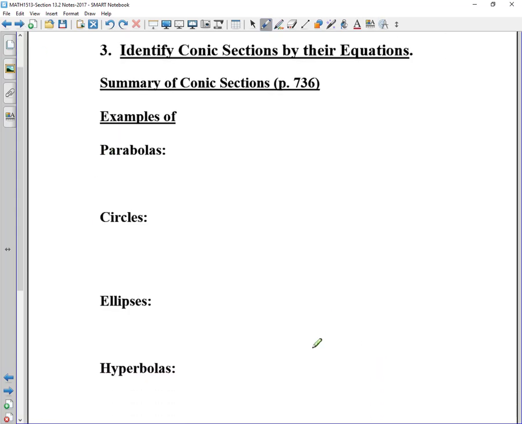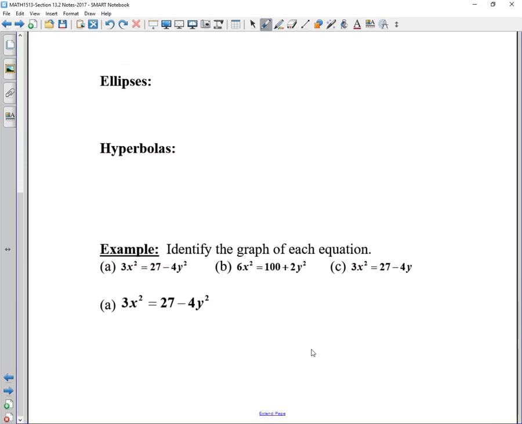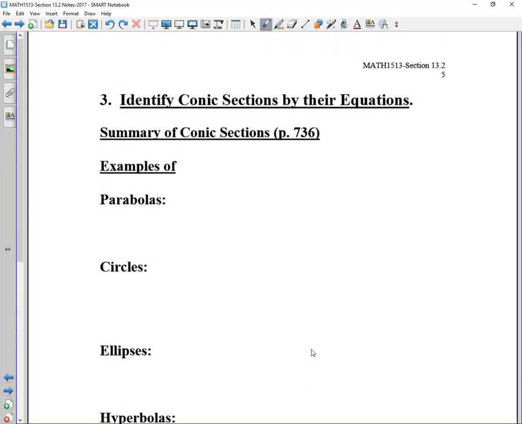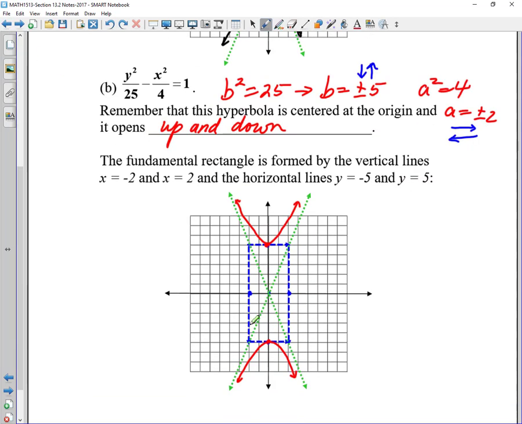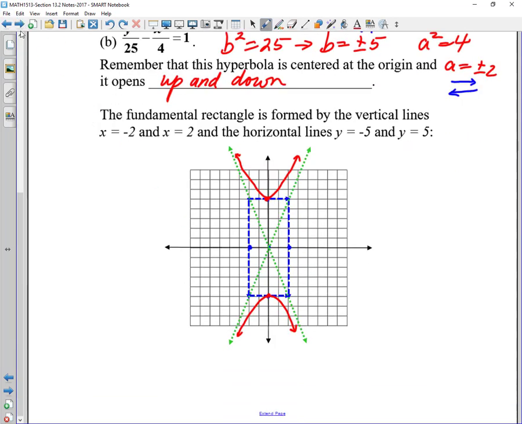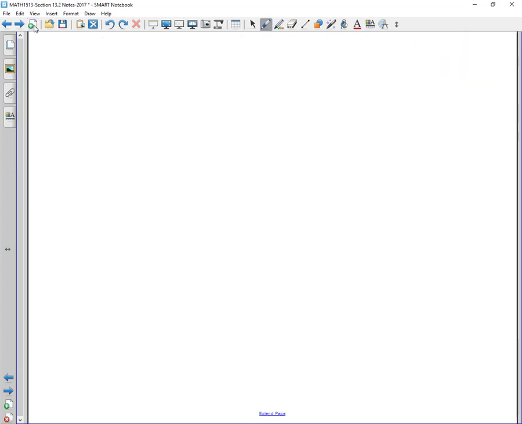Okay, I want to give you another example. Even though we'll have more conic sections here, I want to give you another example of graphing hyperbolas. So let me open a new page here, and let's say that you're asked to graph y squared over 4 minus x squared over 9 equals 1.